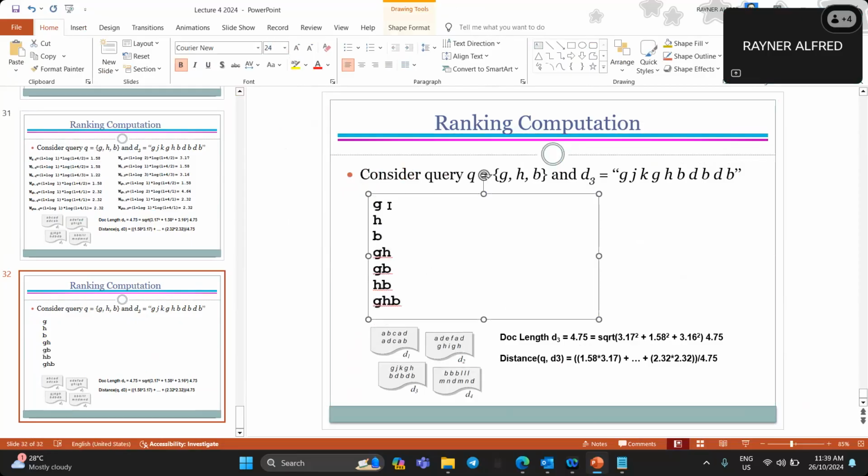Okay, so now G exists in which documents?